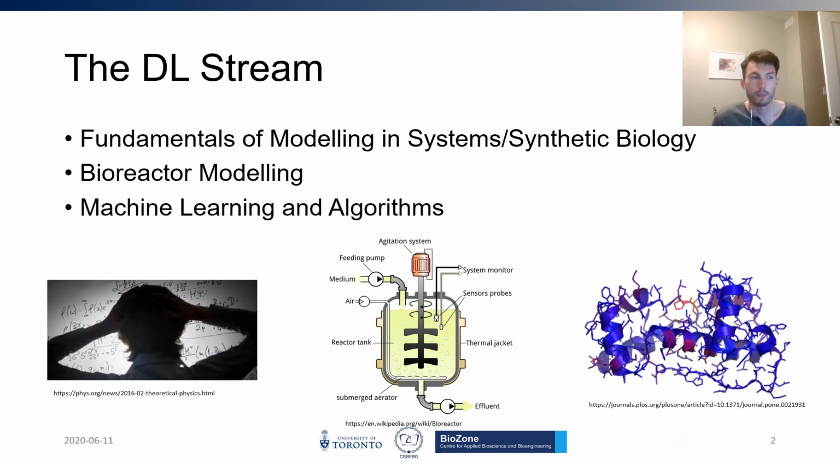And the third and final focus is TNU's focus, which is machine learning and algorithms in biology. And this will include looking at physics-based methods for molecular dynamics simulations, as well as looking at some machine learning algorithms, their applications, and their mathematical foundations. This will include maximum likelihood estimation, Bayesian optimization, variational autoencoders, and a few other things.